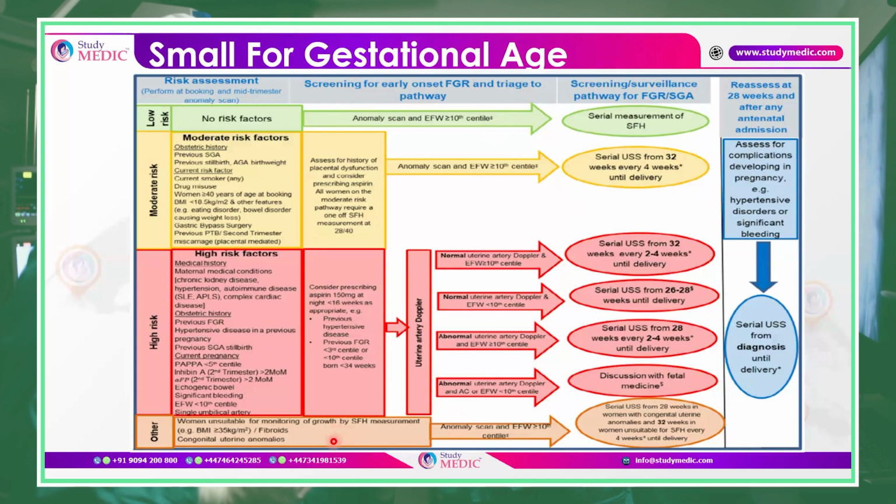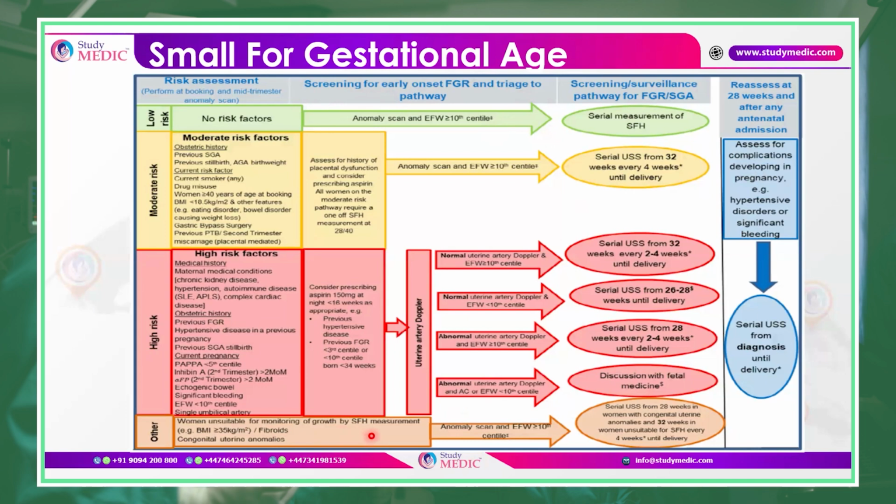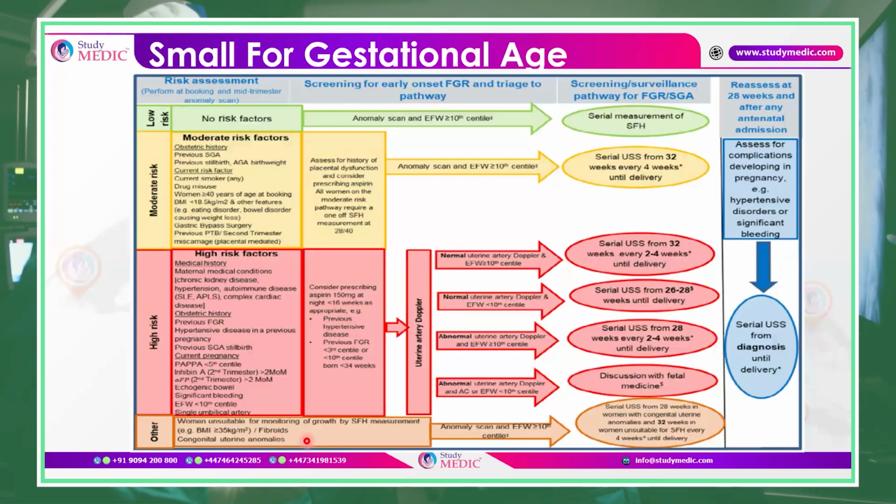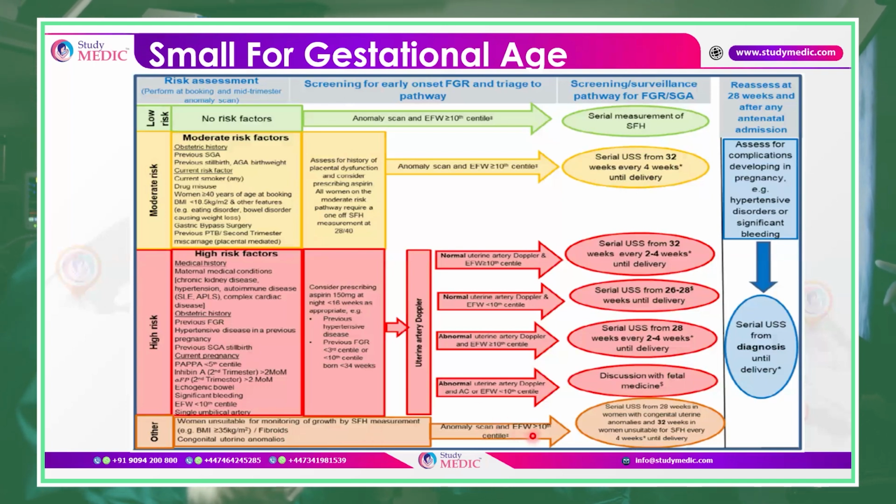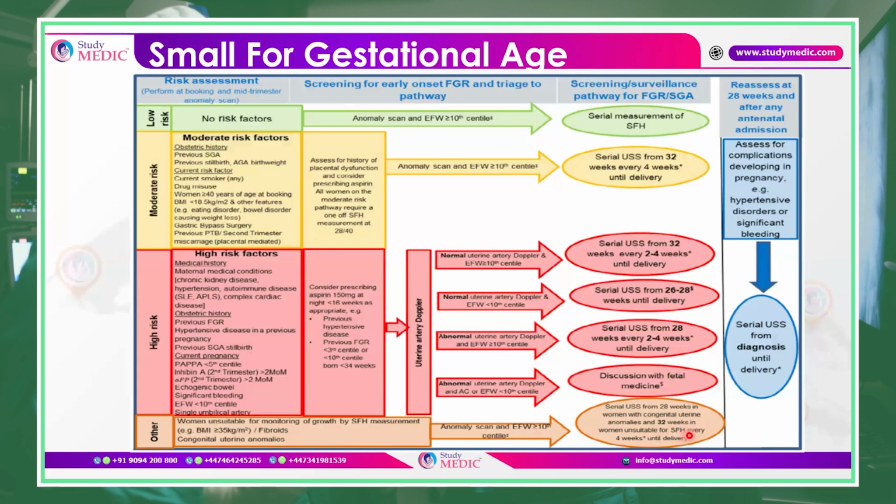So there can be women who are unsuitable for monitoring of growth, where symphysiofundal height measurements are problematic. That can be high BMI, fibroid with pregnancy, or congenital uterine anomalies. Here you cannot assess the symphysiofundal height appropriately, so you do the anomaly scan. If the estimated fetal weight is more than 10th centile, you will do serial monitoring from 28 weeks in women with congenital uterine anomalies, and from 32 weeks every 4 weekly until delivery in women who are unsuitable for symphysiofundal height.